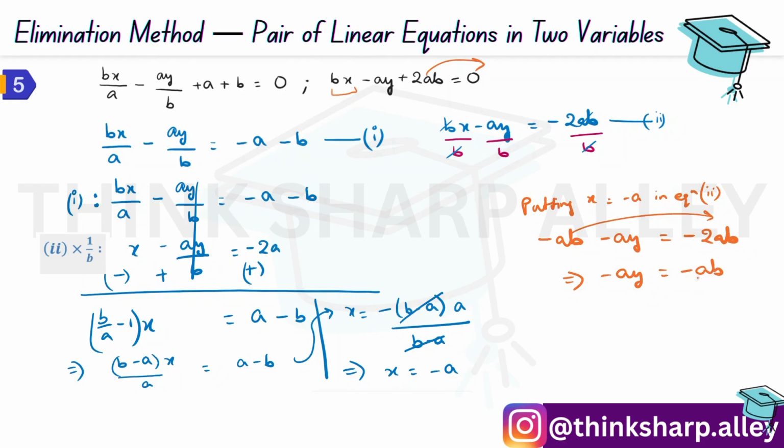Minus 2ab plus ab is minus ab. A gets cancelled from both sides. So y is equal to just b. So we have the solution. X is equal to minus a and y is equal to b.